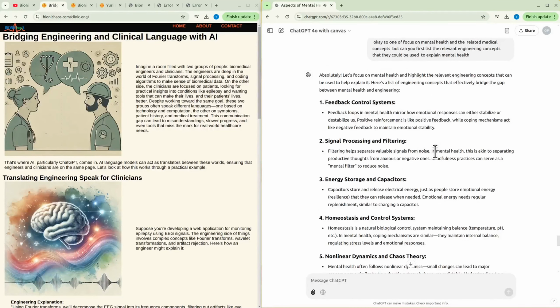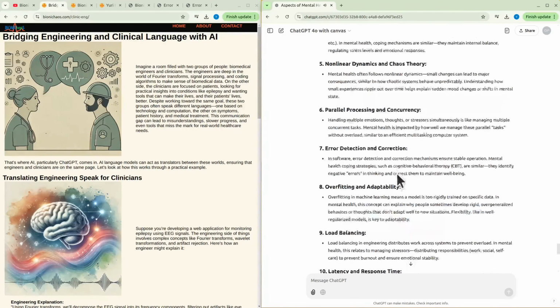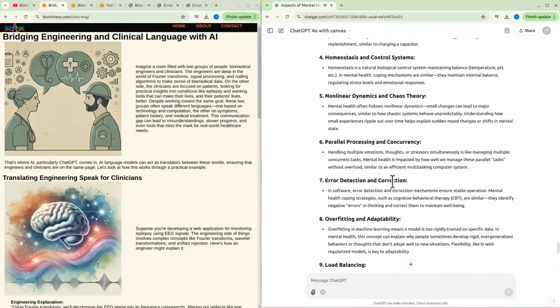3. Energy storage and capacitors. Capacitors store and release electrical energy, just as people store emotional energy, resilience, that they can release when needed. Emotional energy needs regular replenishment, similar to charging a capacitor. 4. Homeostasis and control systems. Homeostasis is a natural biological control system maintaining balance, temperature, pH, etc. In mental health, coping mechanisms are similar. They maintain internal balance, regulating stress levels and emotional responses.